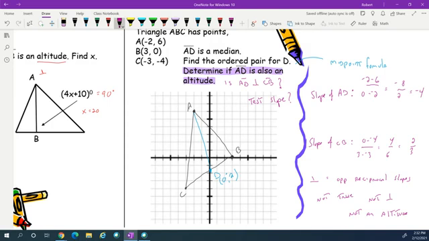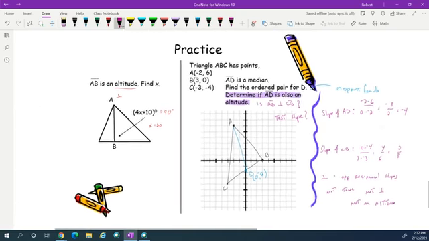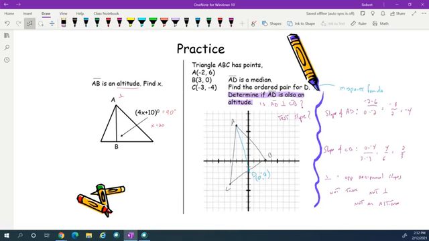Now we could count points. We didn't have to use slope formula, but it's not always going to be perfectly on that grid. So make sure that you have your slope formula available to you and you're ready to use it. Determine if AD is an altitude is a fancy way of saying, is it perpendicular? How do we tell if it's perpendicular? We test the slope. So there we go. We have our altitude. And that wraps up our special segments in triangles. Do a little more practice with it to wrap up the unit.